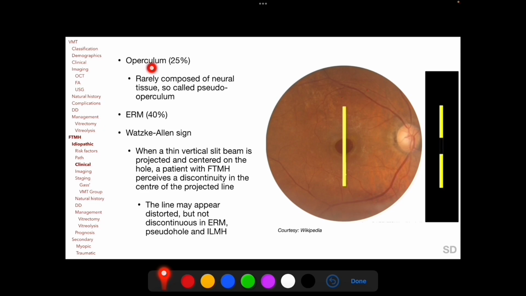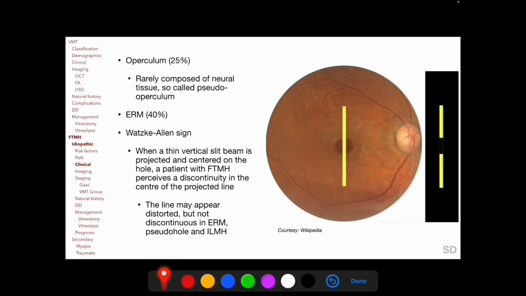An operculum can be clinically detected anterior to 25% of full-thickness macular holes, and they are called pseudooperculum because they usually contain glial tissues and rarely contain neural tissue. An epiretinal membrane can be detected clinically in 40% of eyes with full-thickness macular holes.